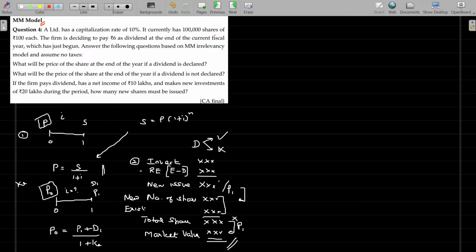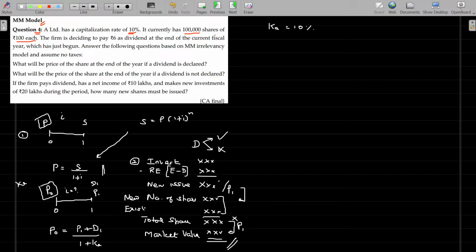Let's go for an example here. Question number 4. A Limited has a capitalization rate of 10%. It currently has 1 lakh shares of rupees 100 each. Let me put in everything that is given. Okay, capitalization rate being 10%. So KE is equal to 10%. Capitalization rate is nothing but the rate of interest, 10%.